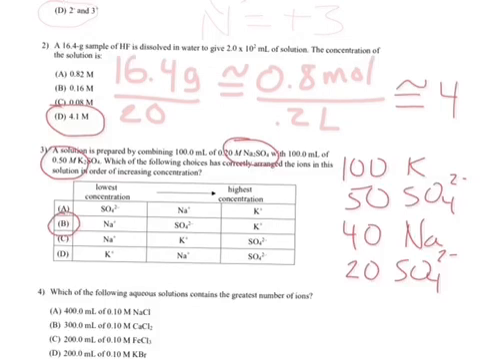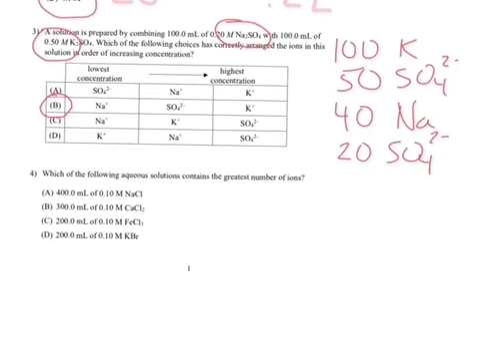All right, let's move on to number 4 on this first page. Which of the following aqueous solutions contain the greatest number of ions? Okay. Well, we can look at the first one, and I can see that I'm going to have 40 of sodium and 40 of chloride. That gives me a total of 80.